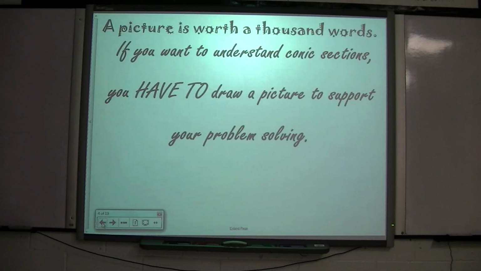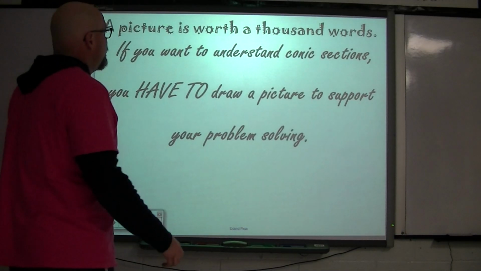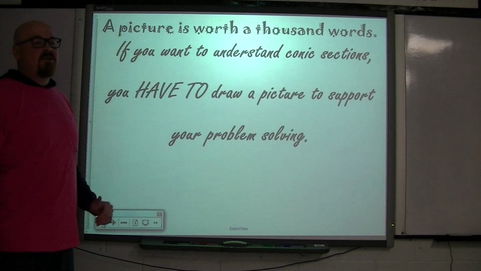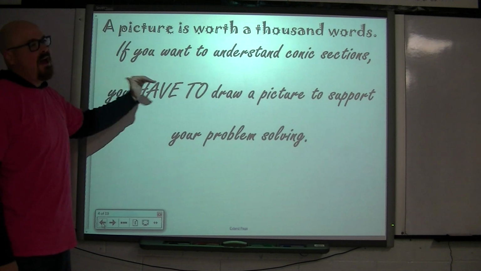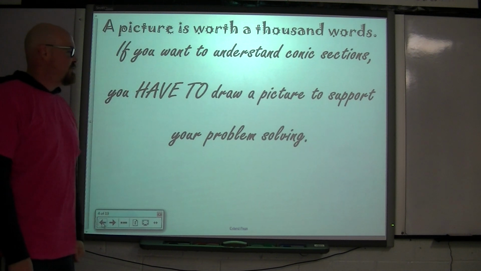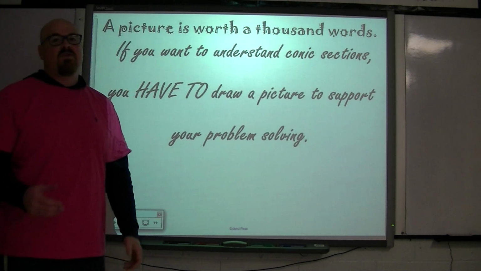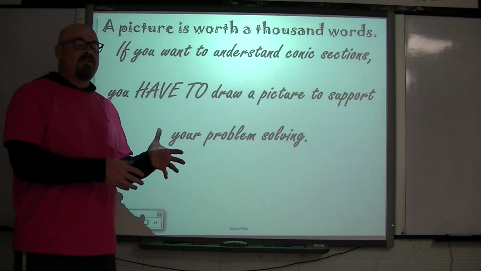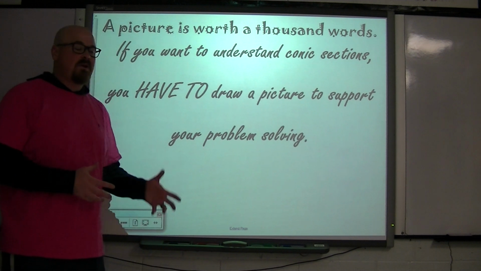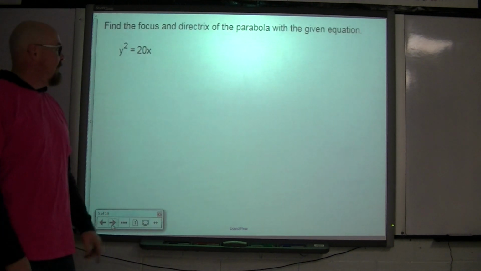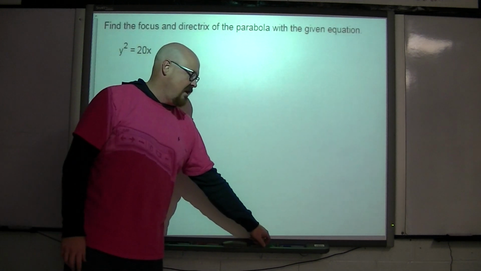Okay, I'm starting with this slide to prove a point. It says a picture is worth 1,000 words. If you want to understand conic sections, you have to draw a picture to support your problem solving. If you do not draw yourself a sketch of what you're dealing with, you're going to have a difficult time, okay? Trust me on that, and I'll do my best to help you understand that as we go through this.